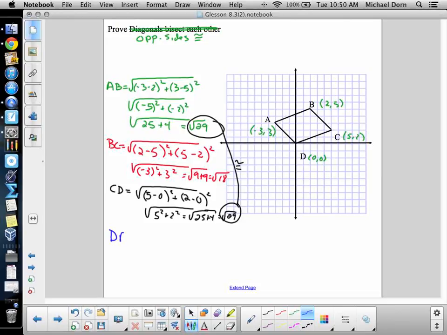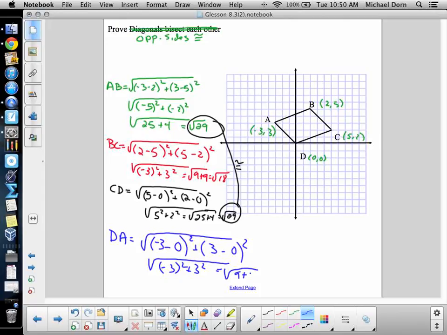Then we do DA. Which would be negative 3 and 0 and 3 and 0. That's negative 3 squared plus 3 squared, the square root of 9 plus 9, square root of 18. These two are congruent. Both pairs of opposite sides are congruent. That's a parallelogram. Distance formula takes a little longer, but we can do it.